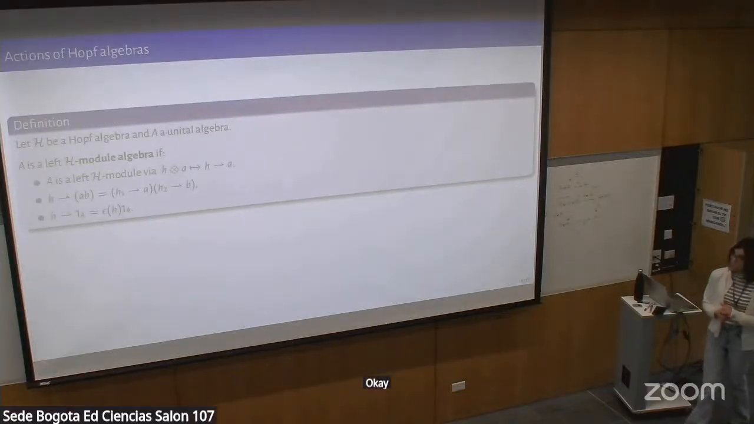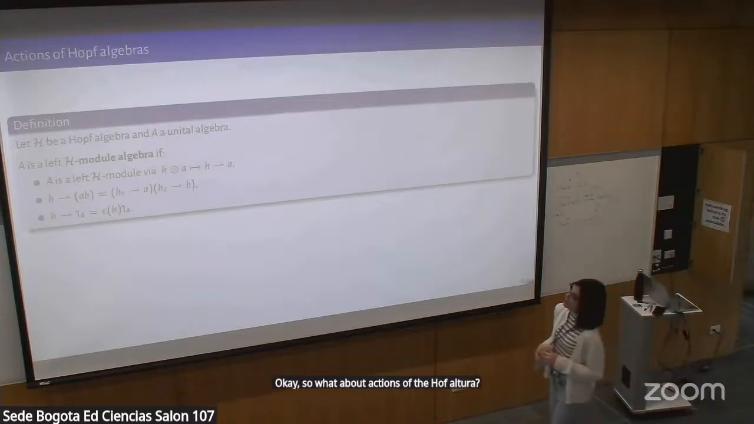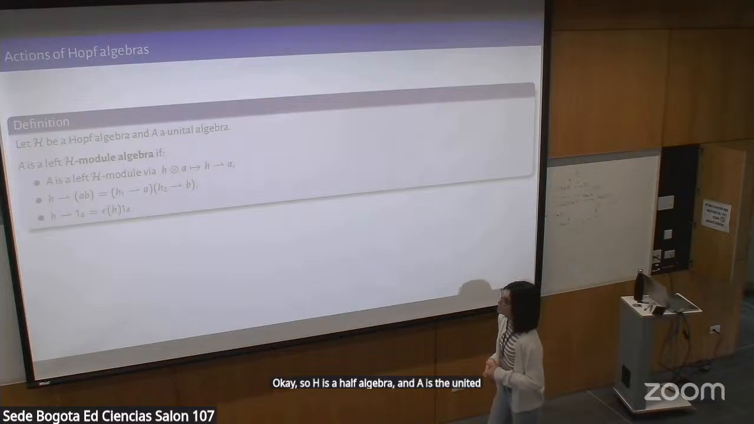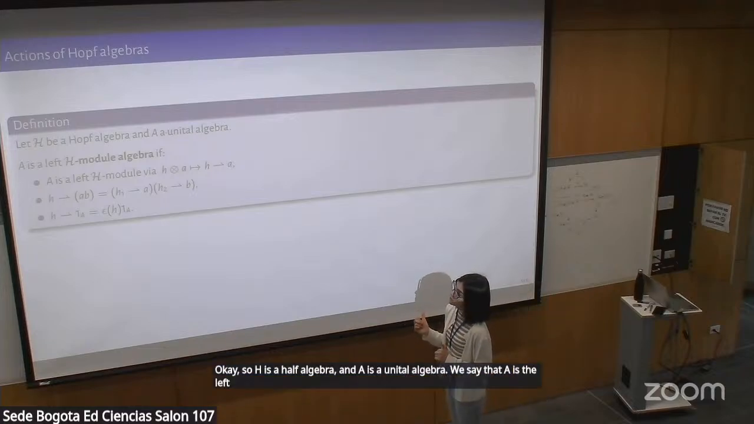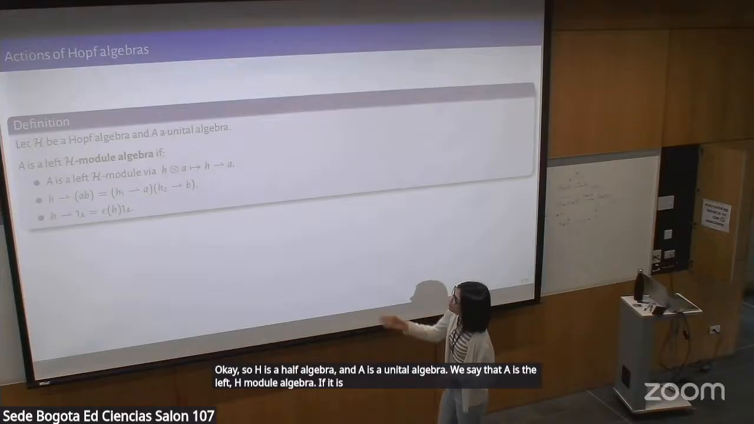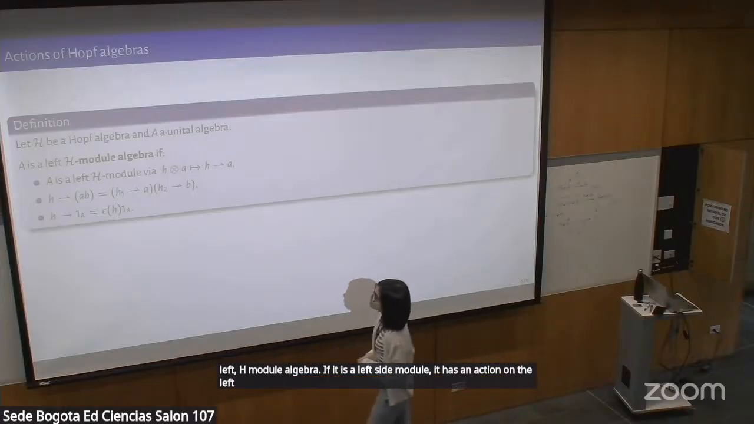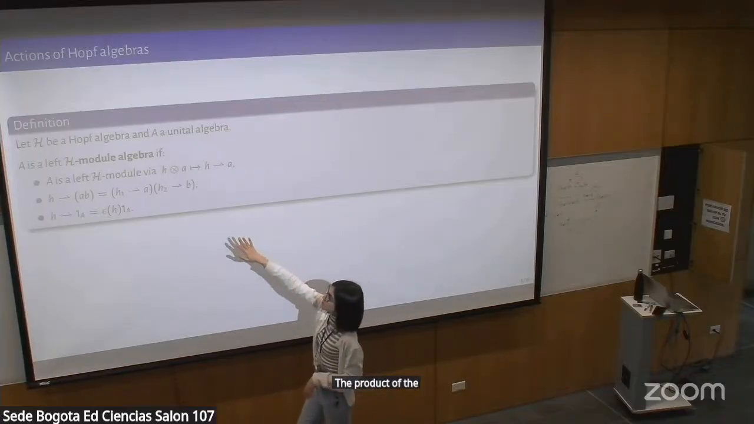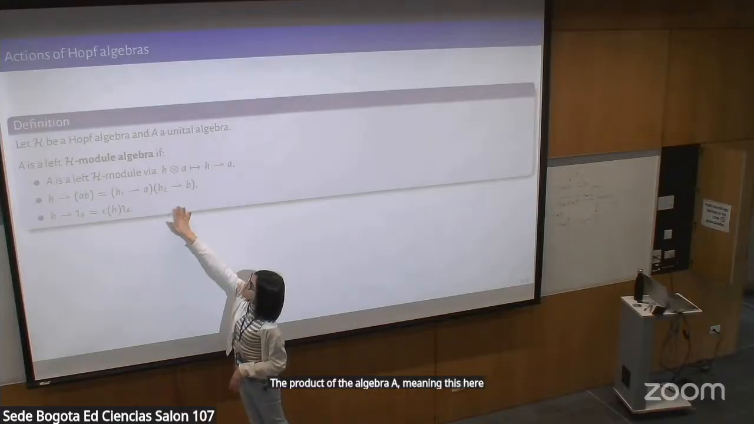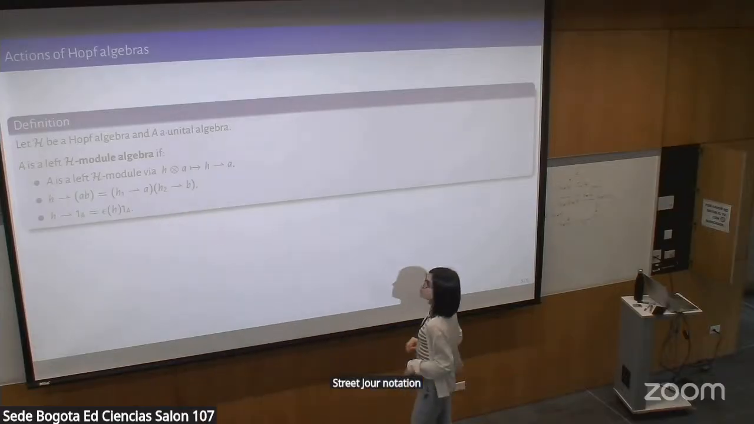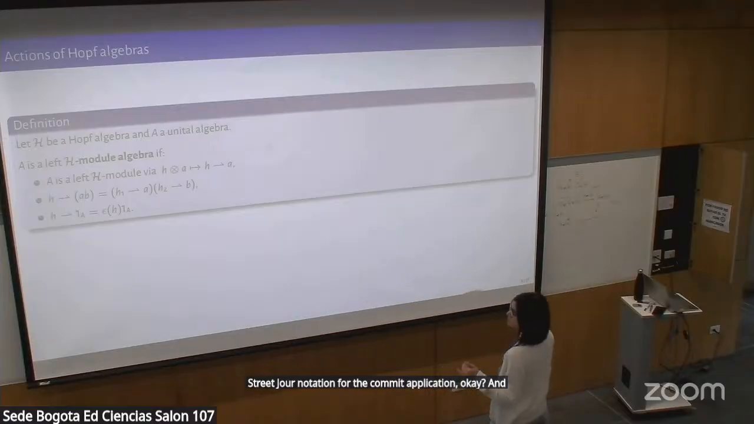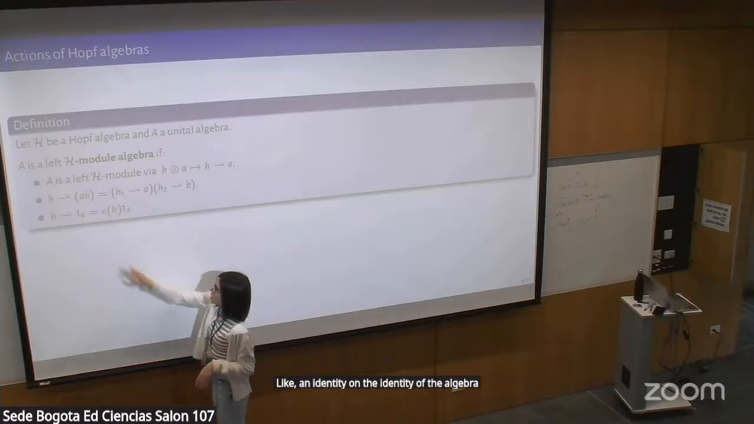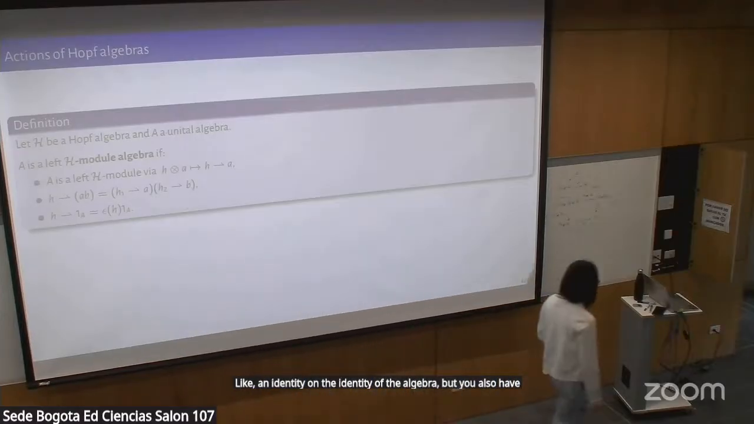Okay, so what about actions of a Hopf algebra? H is a Hopf algebra and A is a unital algebra. We say that A is a left H-module algebra if it is a left H-module, so it has an action on the left of the Hopf algebra. The action also respects the product of the algebra A, meaning this. Here again, we're using Sweedler notation for the co-multiplication, okay? And the element h must act like the co-unit of h on the identity of the algebra. But we also have this co-unit of H.